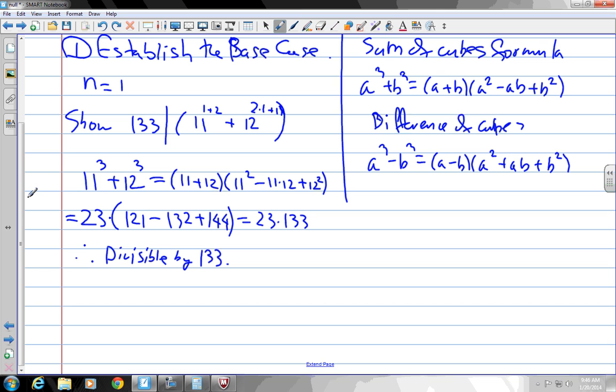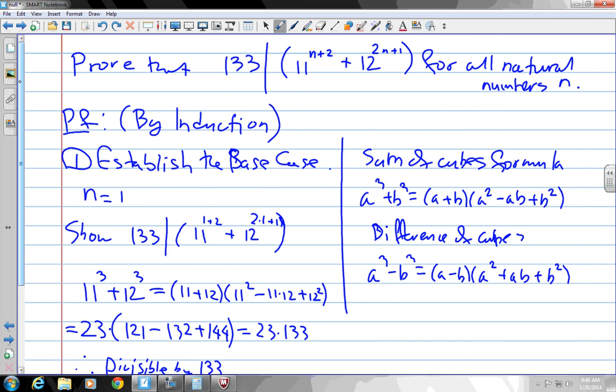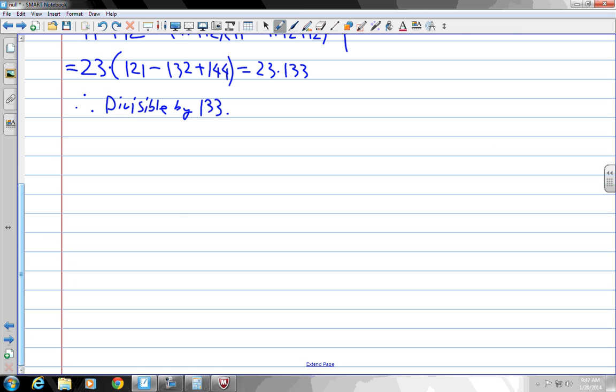Now we have to establish the induction step. So assume that 133 divides that number for some k, and then show that it's also going to hold for the next value of k, which is k plus 1. Oh my god. It's going to get a little funky in there. Okay? But let's try it. So induction step.